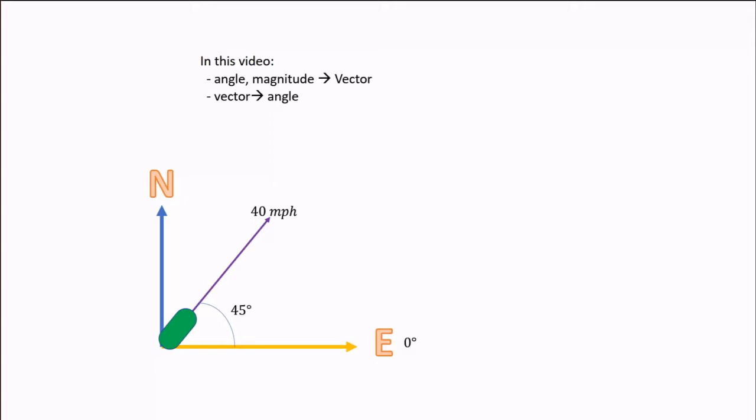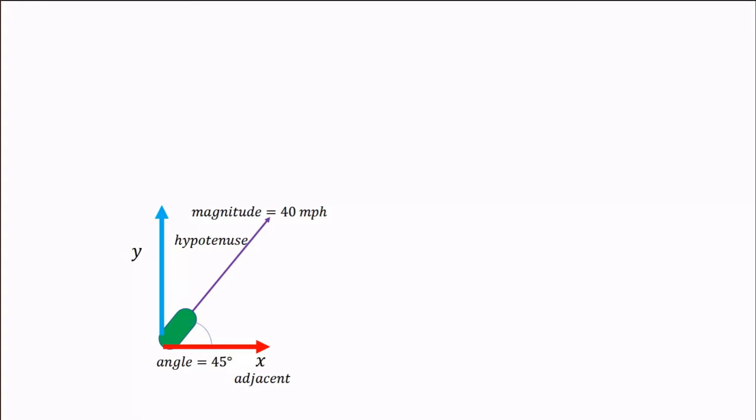But let's say we want to express this vector as we usually do, in terms of an x and a y component. Well, we can do this with some basic trigonometry. First, I should point out that since the eastern direction is 0 degrees, the eastern direction also corresponds to positive x, and the northern direction corresponds to positive y. So, to write our vector in terms of x and y, we need to know what the x and y components are. The only information we have to work with is the magnitude and the angle.